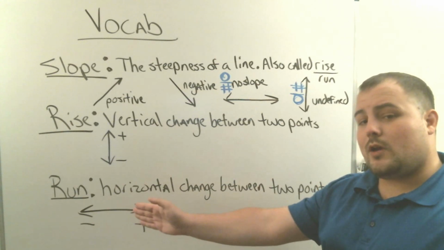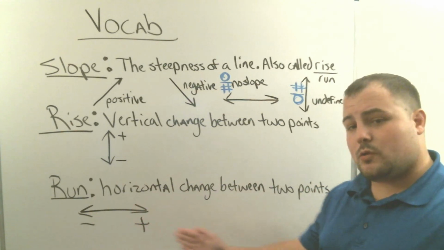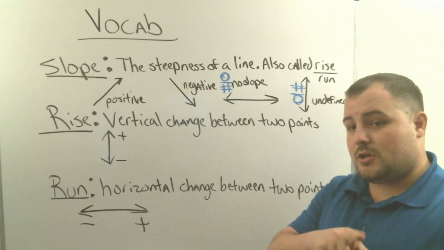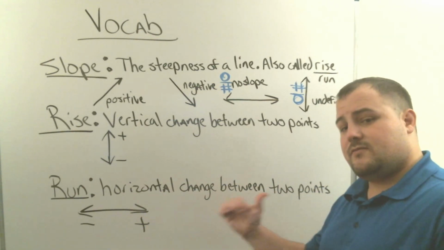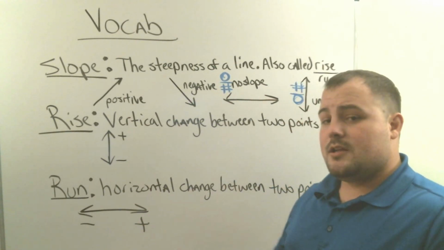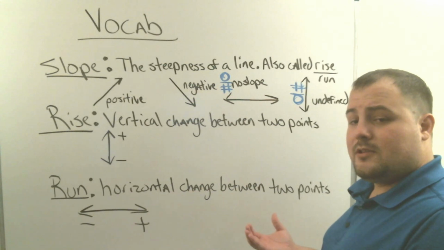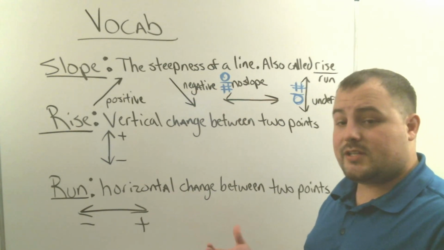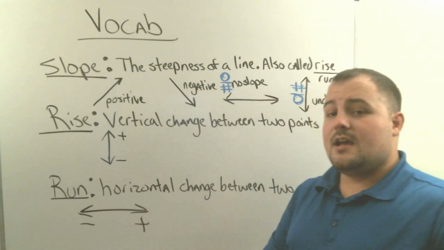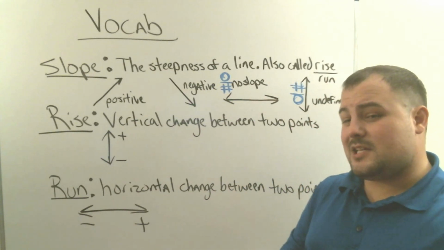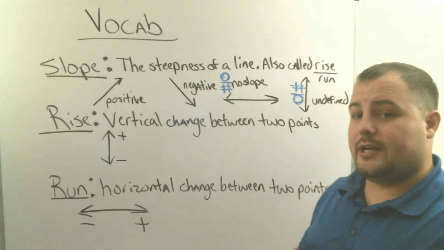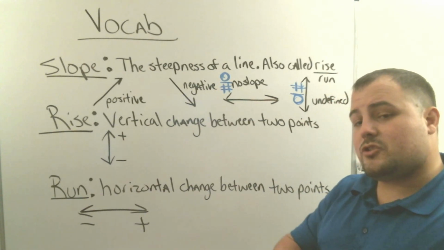Now we can also have a run. A run is horizontal change between any 2 points. Positive numbers go right on the number line, and negative numbers go left on the number line. So if we have a positive number, we move to the right, however many spaces the run tells us. And if it's a negative number, we move to the left, however many spaces it tells us. Now, I don't expect this to make complete sense right now, but we're going to be finding slope by finding the rise over the run in this lesson. So, I'm going to show you how to do that.